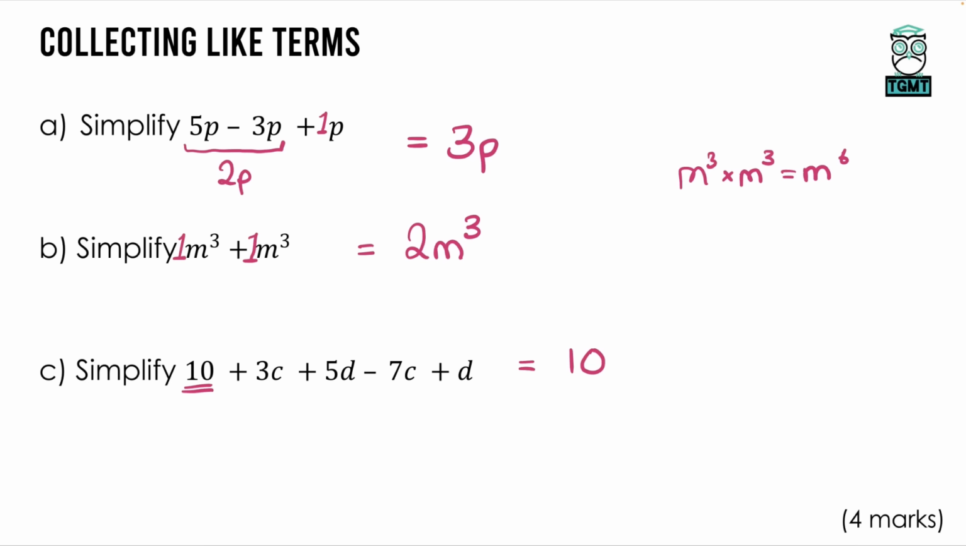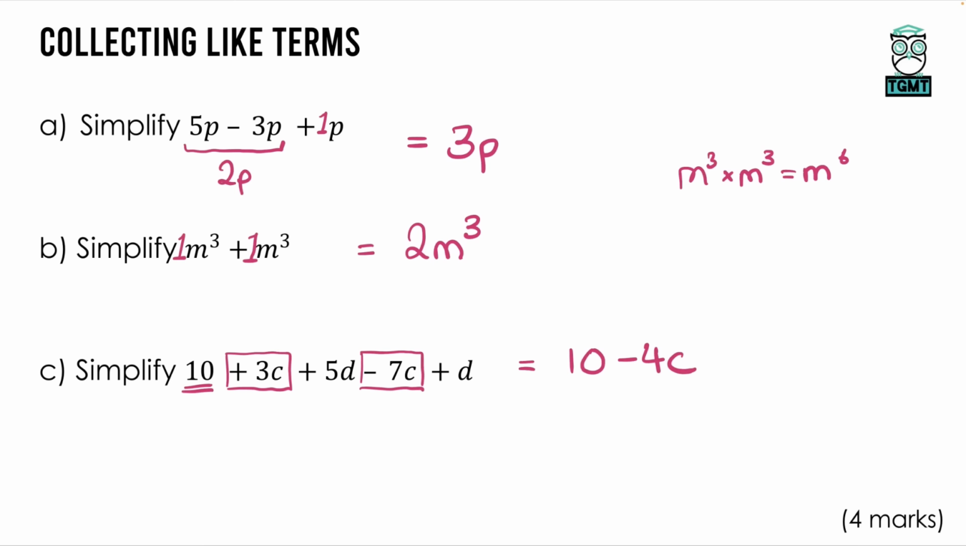I'm going to start with the C's as it's written next, and not forget to include that symbol that's written in front of it. So here I have 3C and I have a minus 7C. Now I have a positive and a negative there, so I'm just going to type it in on my calculator. 3 take away 7 is negative 4. So that leaves me with negative 4C.